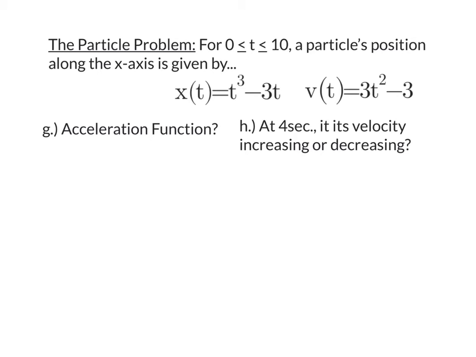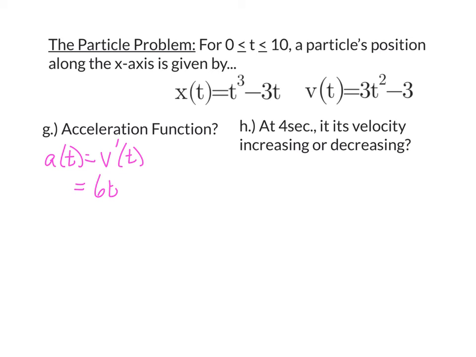Now, the last couple questions have to deal with acceleration. We know the position function, we know the velocity function, and now we're asked for the acceleration function. So we need to remember that acceleration is the derivative of velocity. Since velocity is 3t squared minus 3, the derivative of that would be 6t. So that's our acceleration function.